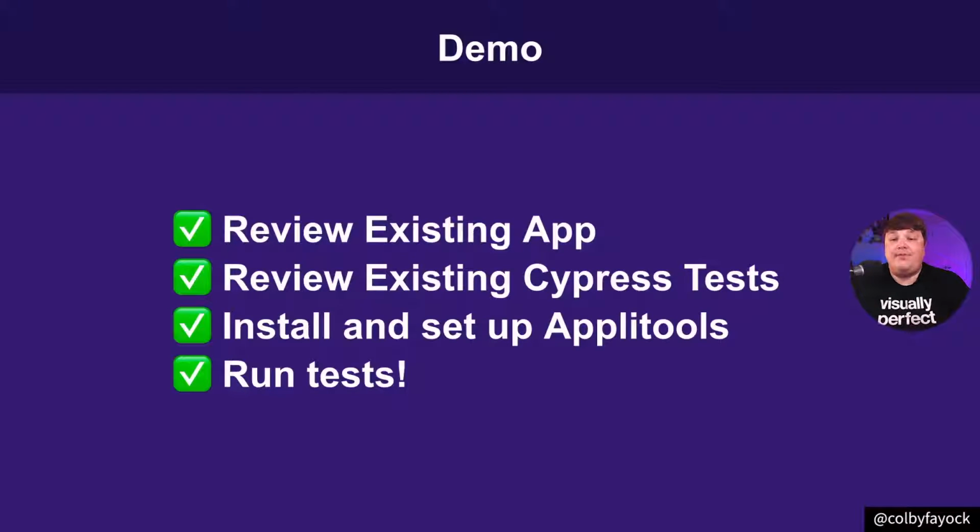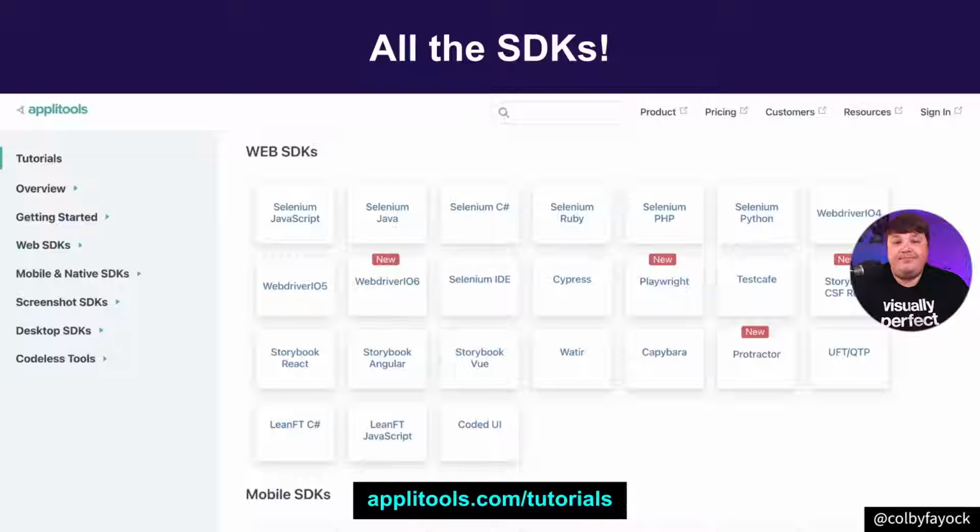Okay, so to recap what we achieved here, after reviewing our existing app and Cypress tests, we installed Applitools using the Cypress SDK. We set up some tests, and we finally ran those tests. Like I mentioned before, Applitools supports a huge variety of SDKs, so you can find what you need with pretty much any testing framework. You can check it out at applitools.com/tutorials.